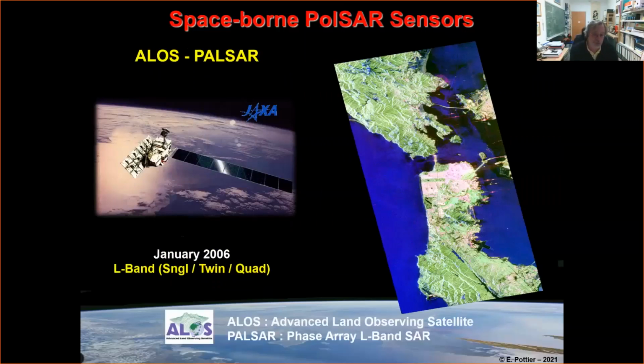Then we had the first one, which is ALOS-1. So this is this image we shall study this afternoon. So it was ALOS-1 in L-band in 2006. So it was on PALSAR. It was the name of the radar. ALOS is the name of the spaceborne system.